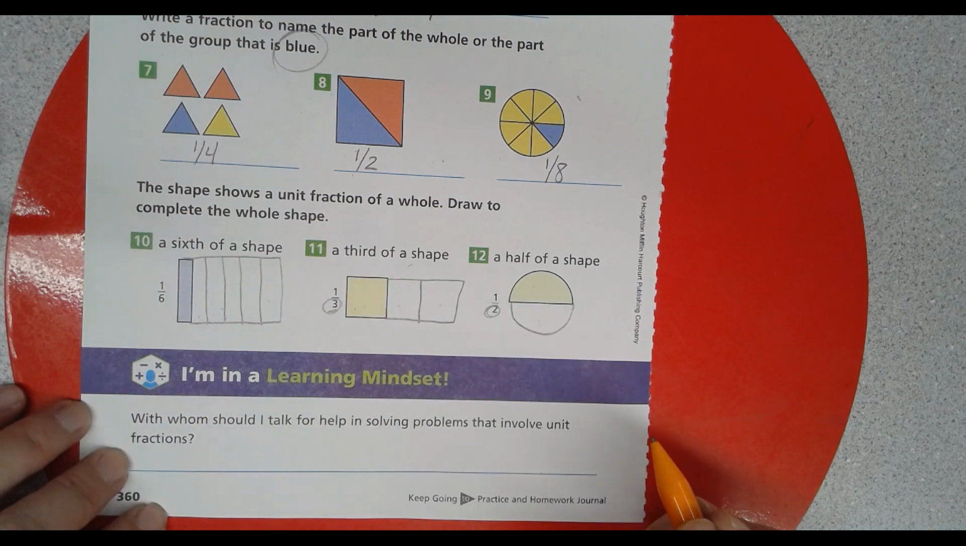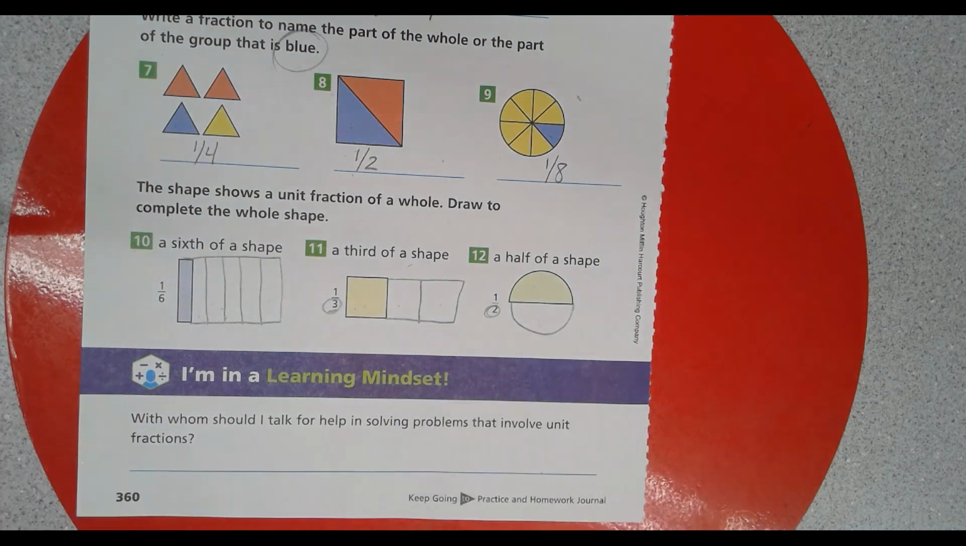All right, guys. Now, the next time we meet, we're going to look at representing and naming fractions of a whole cut into pieces. That will be a whole that's cut up into several smaller pieces. Okay?